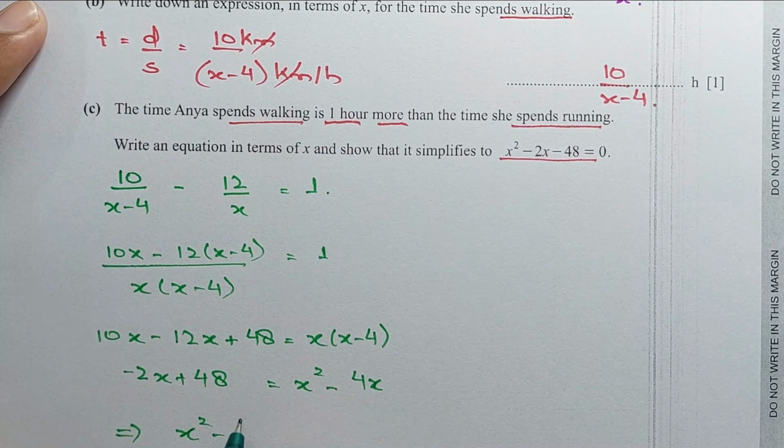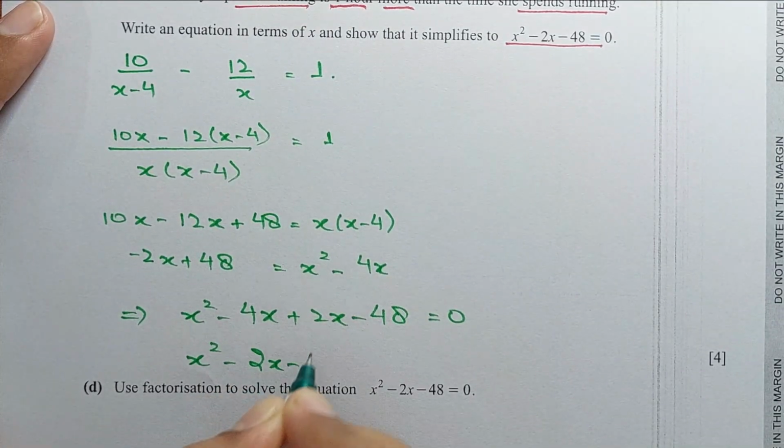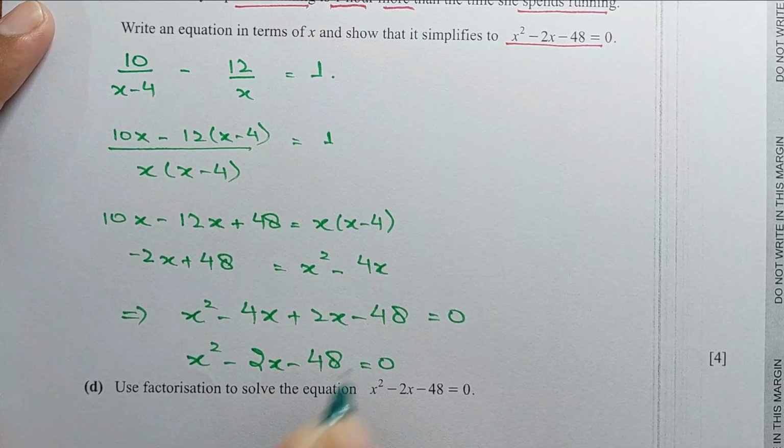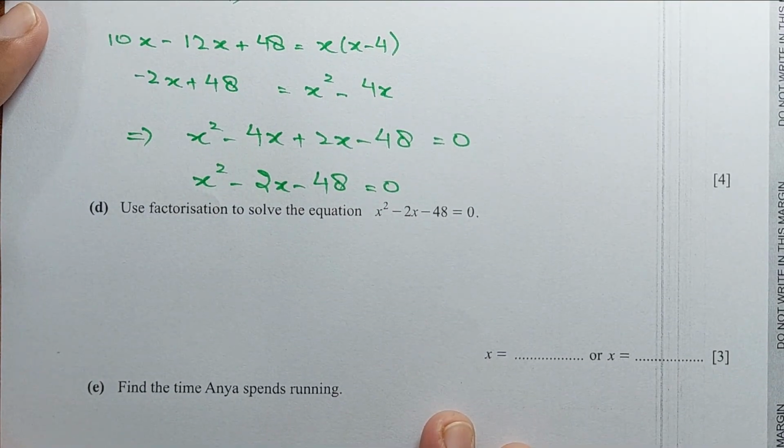Simplify x squared minus 4x plus 2x minus 48 equals 0. So x squared minus 2x minus 48 equals 0. So it simplifies to this equation. Part D, use factorization to solve this equation.